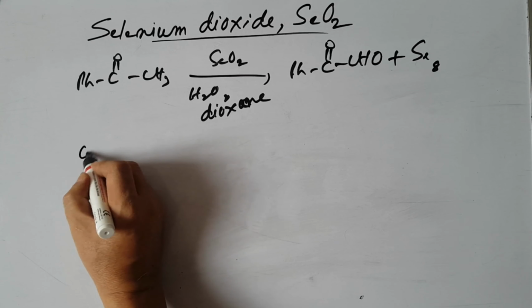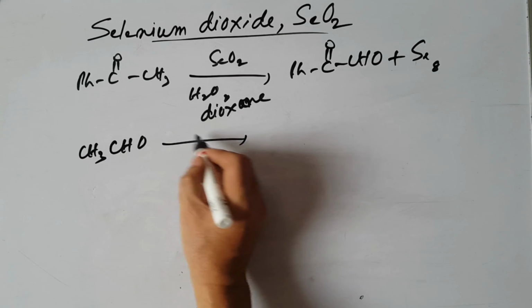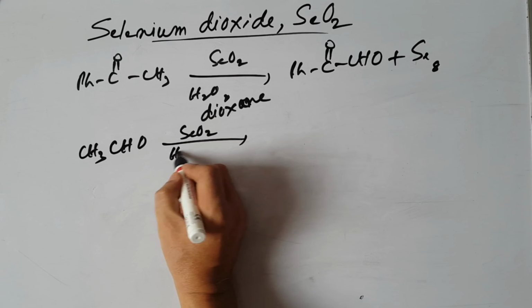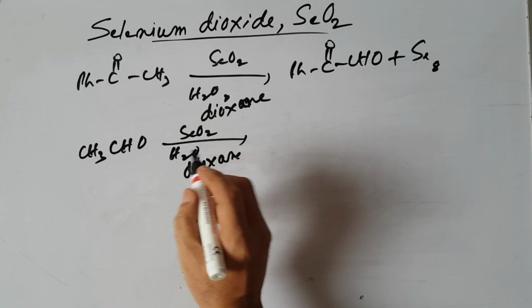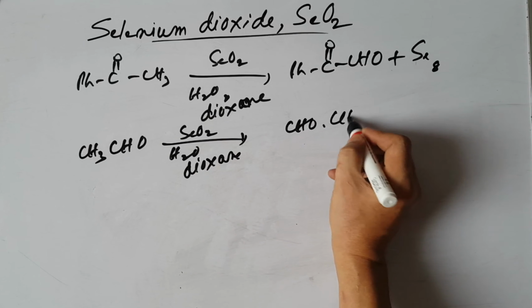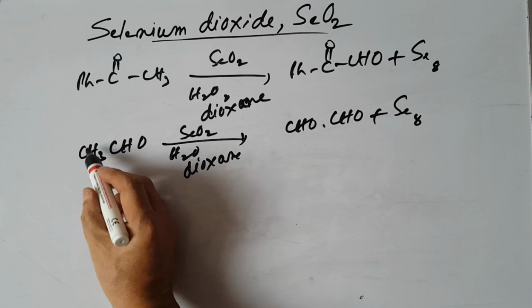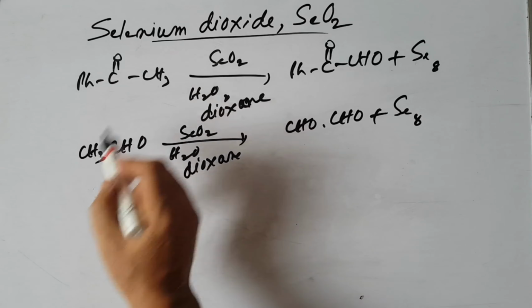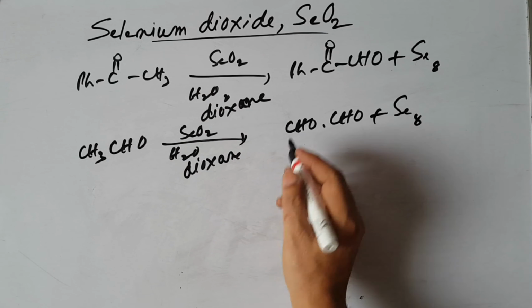So here similarly, acetaldehyde, when it reacts with selenium dioxide, water and dioxane, by heating, it will come to CHO. This is going to be glyoxal. Okay, this is called glyoxal. So these methyl groups are oxidized to CHO group, aldehyde group.